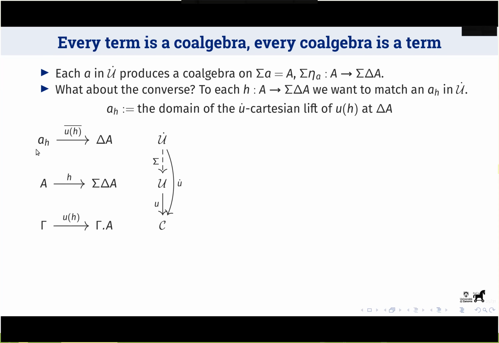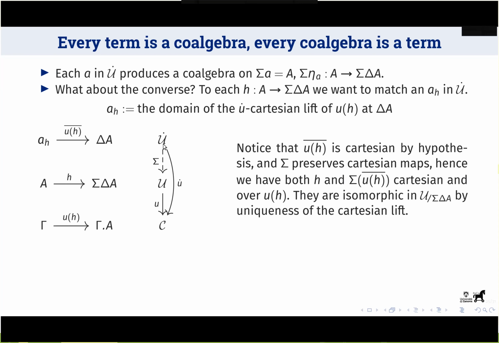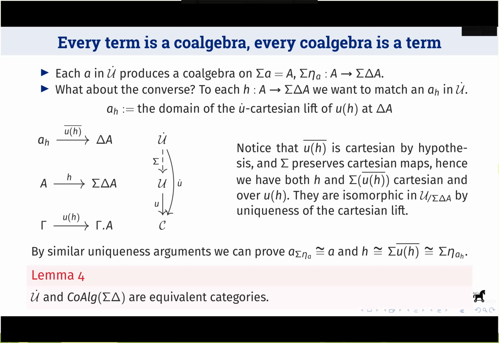Okay, and this goes fine for us because this is Cartesian, and sigma preserves Cartesian maps, so we have both H and sigma of this map here, and they are both Cartesian and over the same map, so they must be isomorphic. And by similar arguments, we can show that this precisely produces an equivalence of categories. So every term, even if we try to break out from the section interpretation, is a coalgebra and vice versa.